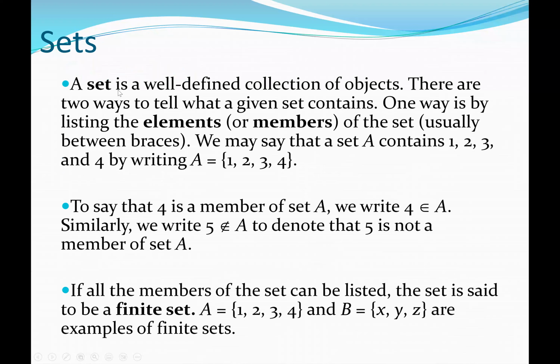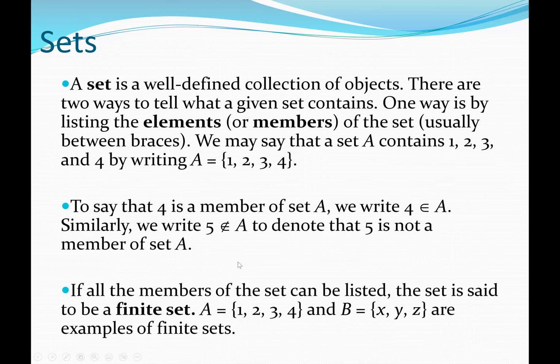So a set is a well-defined collection of objects. There are two ways to tell what a given set contains. One way is by listing the elements or the members of the set, usually between braces. For example, here we have set A. Set A has elements 1, 2, 3, 4. We may say that set A contains 1, 2, 3, 4 by writing A equals the brace 1, comma, 2, comma, 3, comma, 4.